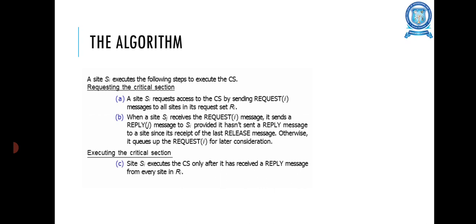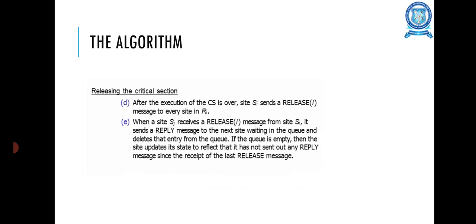Otherwise, it queues up the request of Si for later consideration. The second step is executing the critical section. In this step, the site SA executes the critical section only after it has received a reply message from every site in Ri.